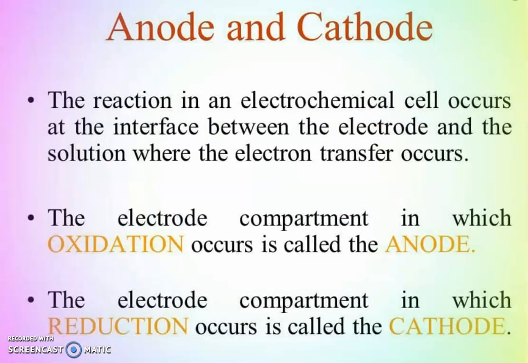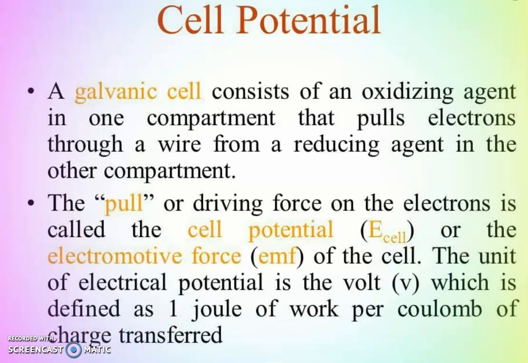Now, anode and cathode. The reaction in an electrochemical cell occurs at the interface between the electrode and the solution, where the electron transfer occurs. You know, my friend, the electrode compartment in which oxidation occurs is called the anode. The electrode compartment in which reduction occurs is called the cathode.